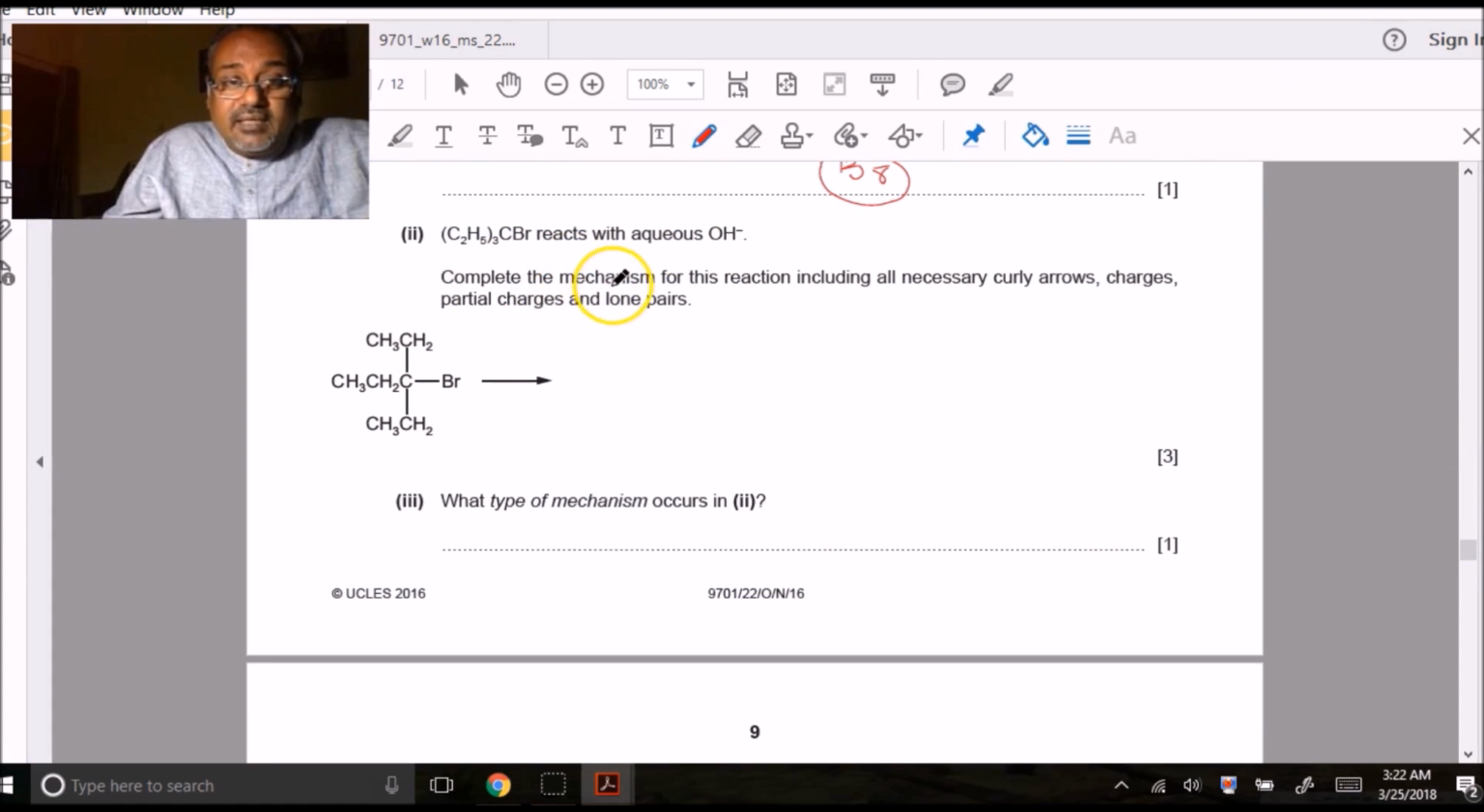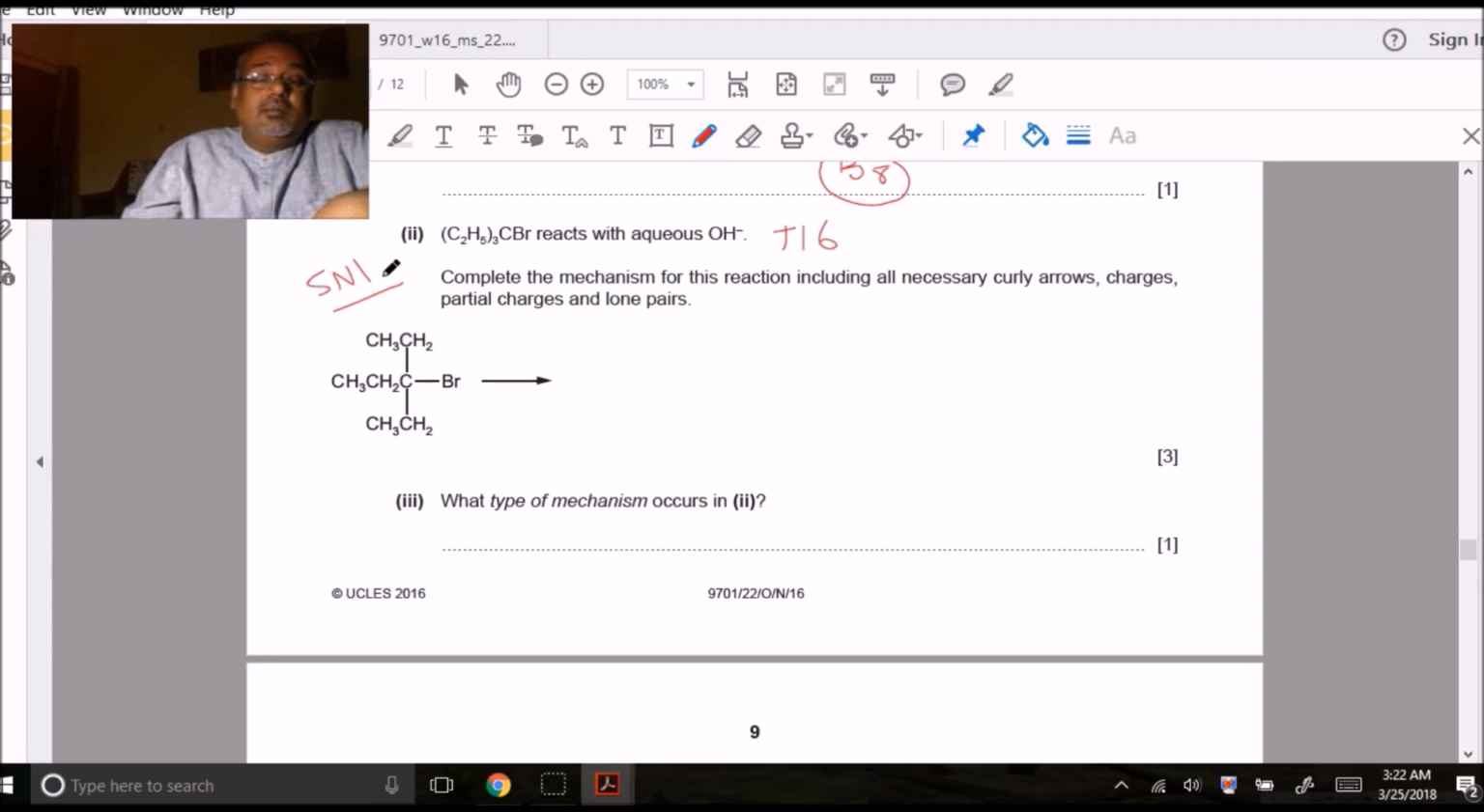This reaction mechanism is from topic 16 of your syllabus, the halogenoalkanes. If you notice here, this is a carbon with Br and it has no H. It's a tertiary halogenoalkane, and tertiary halogenoalkanes undergo a reaction mechanism called SN1. Remember, the primary undergoes SN2.